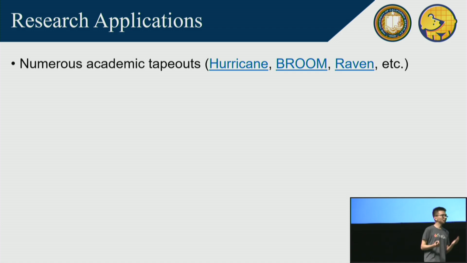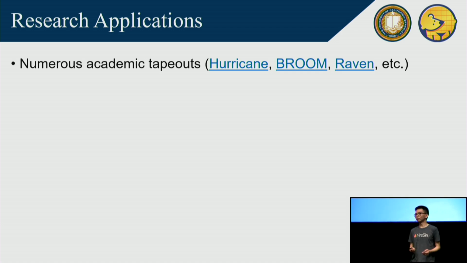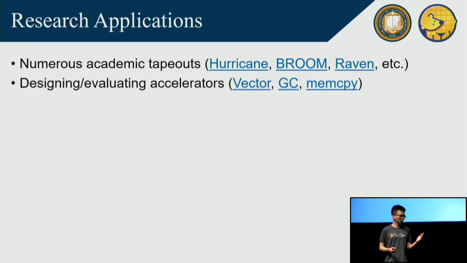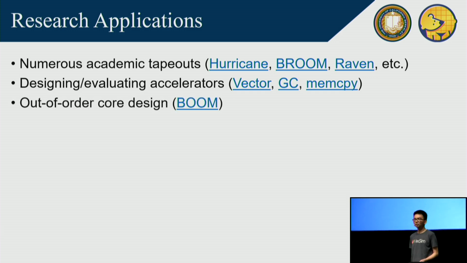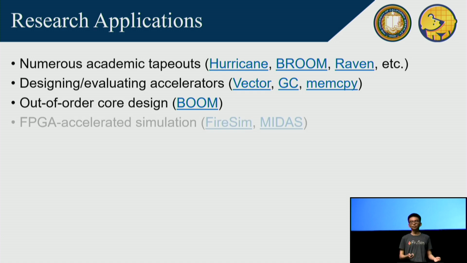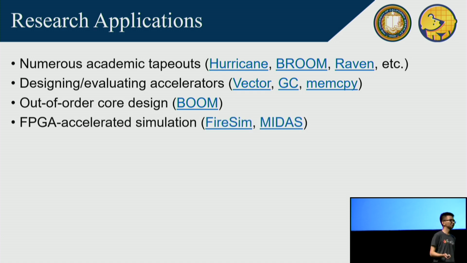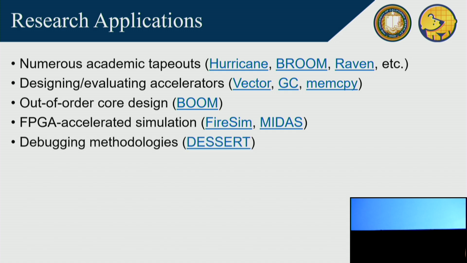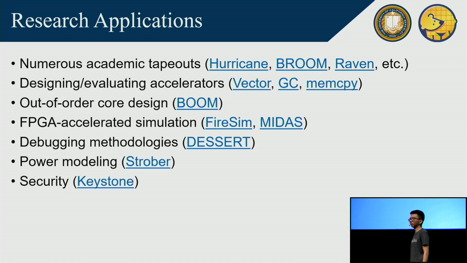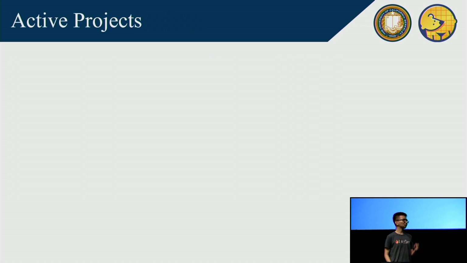As Howie mentioned earlier, the numerous academic tape-outs done at Berkeley over the past few years have all been built on the Rocket Chip platform. As we also mentioned, the numerous research into accelerators, designing and evaluating accelerators within the full system setting, has all been built on the Rocket Chip platform as well. Rocket Chip has also driven out-of-order core design with the BOOM project, FPGA-accelerated simulation technologies with the FireSim and MIDAS projects, debugging methodologies, power modeling, and security as well. So here are some of the active projects currently going on which leverage Rocket Chip or are improving the Rocket Chip ecosystem.